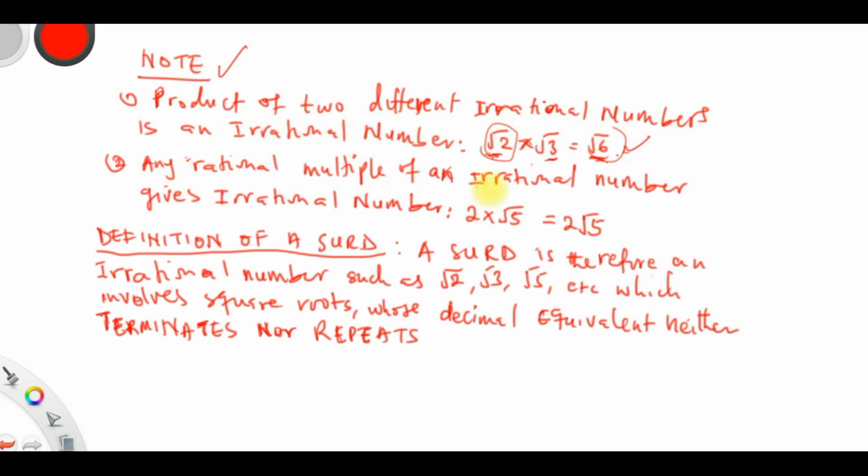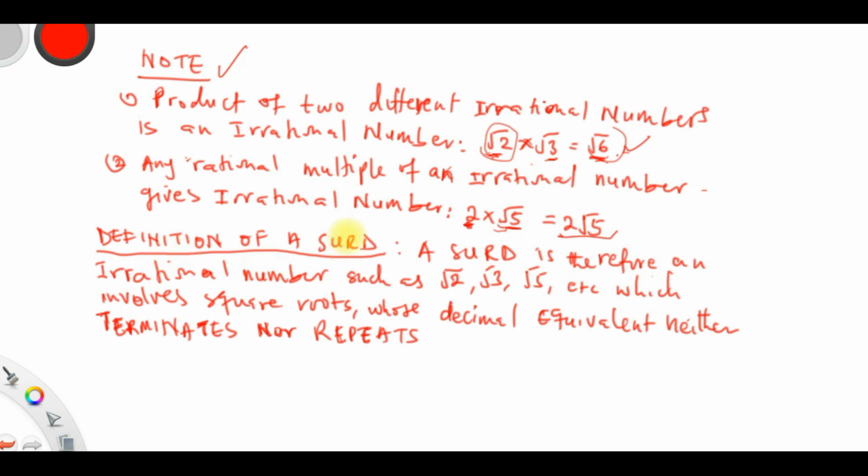Any irrational multiple of an irrational number gives an irrational number. If you multiply a rational number, 2, by an irrational number, the square root of 5, the result will be an irrational number.